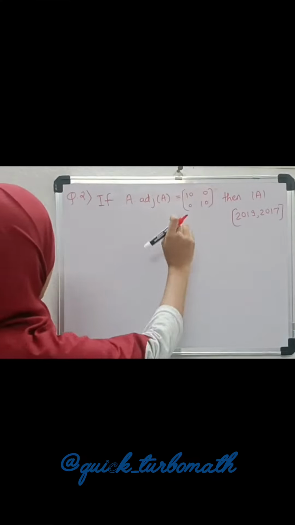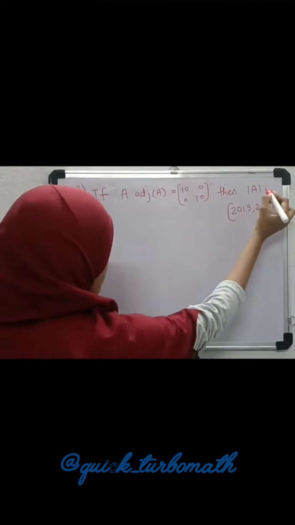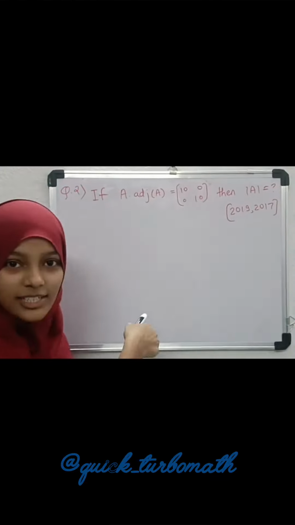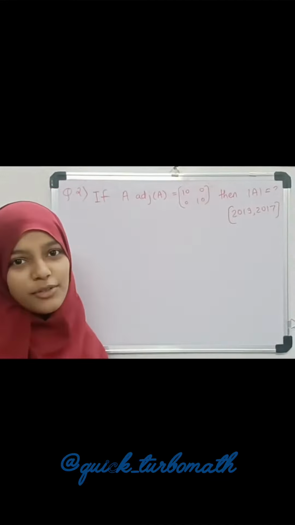by 3 matrix. So here we have, if A into adjoint of A is 10, 0, 0, 10, then we have to find the determinant of A. This question was repeated in 2017 and 2019. So this is a very simple question using our short trick.